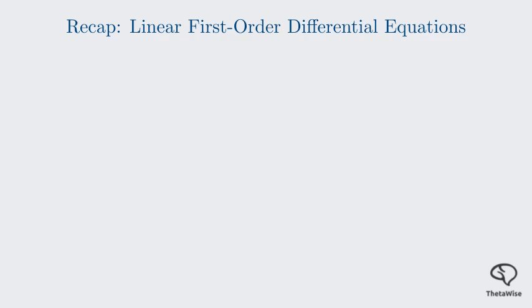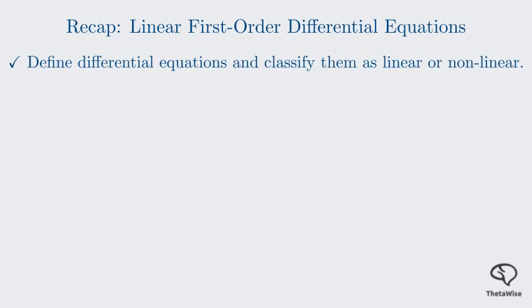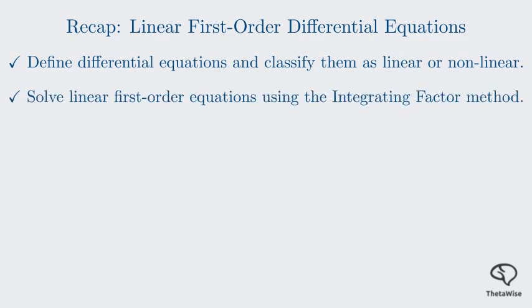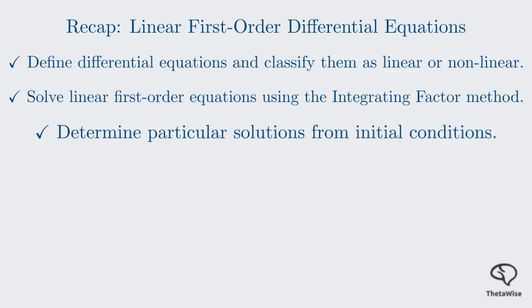Today, you have learned to first define differential equations and distinguish between linear and nonlinear types. We established that linear equations have y and its derivatives raised to the power of 1, with no products of y and its derivatives. Second, solve linear first-order equations using the integrating factor method. You can now follow the 5-step procedure: standardize, find IF, integrate Q times IF, write the general solution, and if necessary, find the particular solution. Third, determine particular solutions from initial conditions. You know to use the given values of x and y to solve for the constant c.